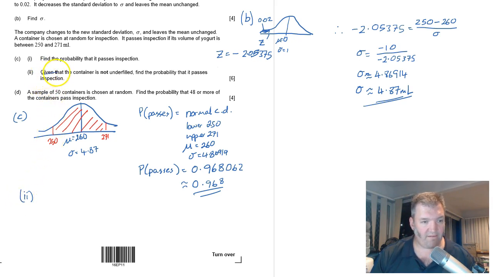Given that, great, conditional probability, we're already on it. We're here, given that, we're thinking conditional probability. The container is not underfilled, so it's not in this area there. Find the probability that it passes inspection. So what they're really asking for is the probability it passes, given that not underfilled.